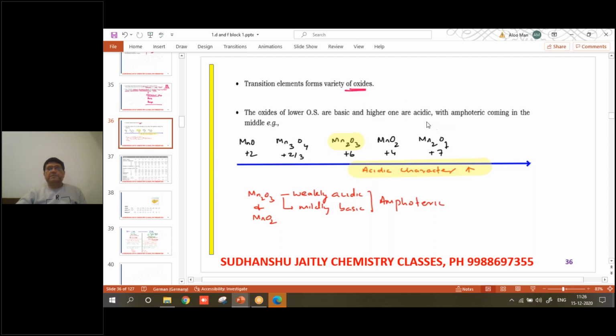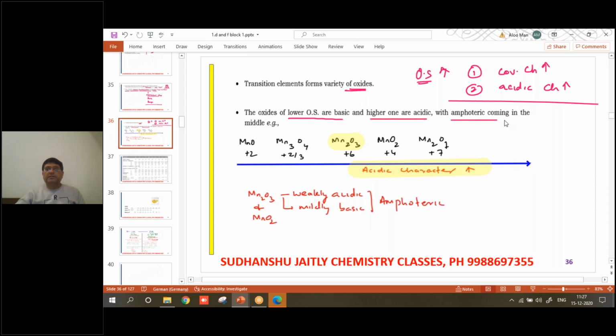These form a variety of oxides. Remember, as oxidation state increases, first covalent character increases. And as covalent character increases, the acidic character increases. Remember this, right? The oxides of lower oxidation states are basic, higher ones are acidic, with amphoteric coming in the middle.